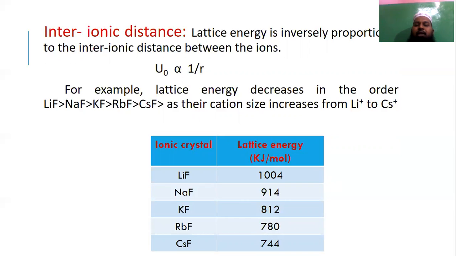You can see the periodic table. In the periodic table, from left to right, the atomic size decreases. From top to bottom, the atomic size increases. You can see the order of the stability: lithium fluoride is higher than sodium fluoride, then potassium fluoride, then rubidium fluoride, then cesium fluoride.